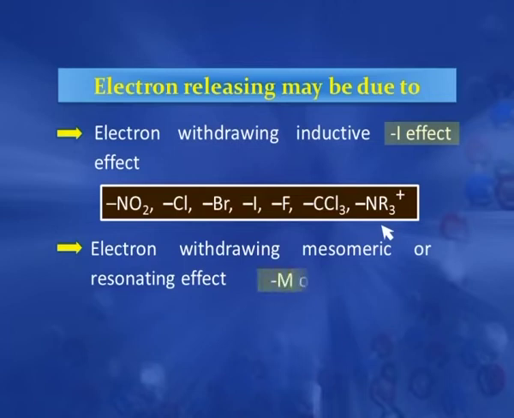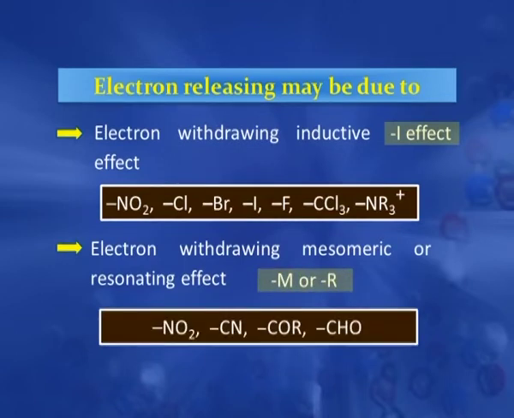effect also, that is minus M or minus R. For example, again nitro is having both electron withdrawing inductive and electron withdrawing mesomeric effects. Nitrile group, ketonic group, aldehyde group, all these groups are having electron withdrawing inductive effect also.